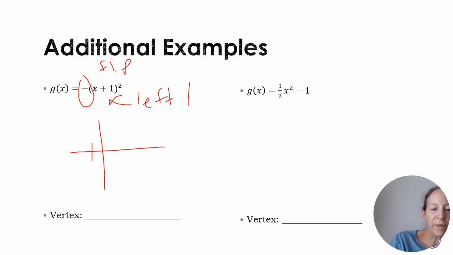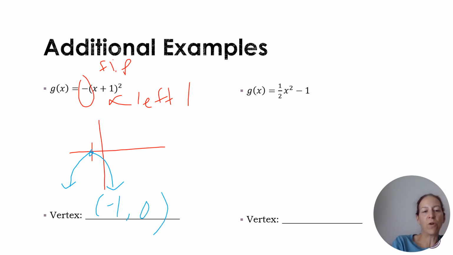Left 1. I'm going to change colors, flip it over. And that sketch took me 8 seconds to do on a computer screen. And now I can see the location of the vertex that is at -1, 0. So I went left 1 and I did not go up or down at all.